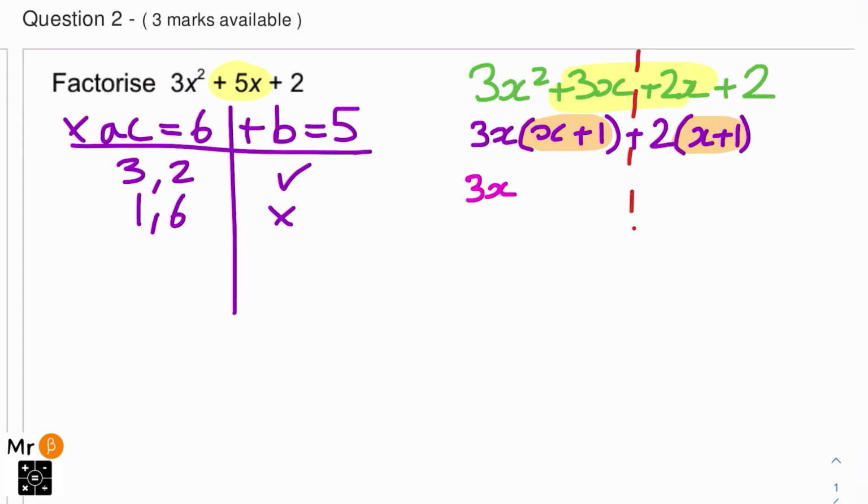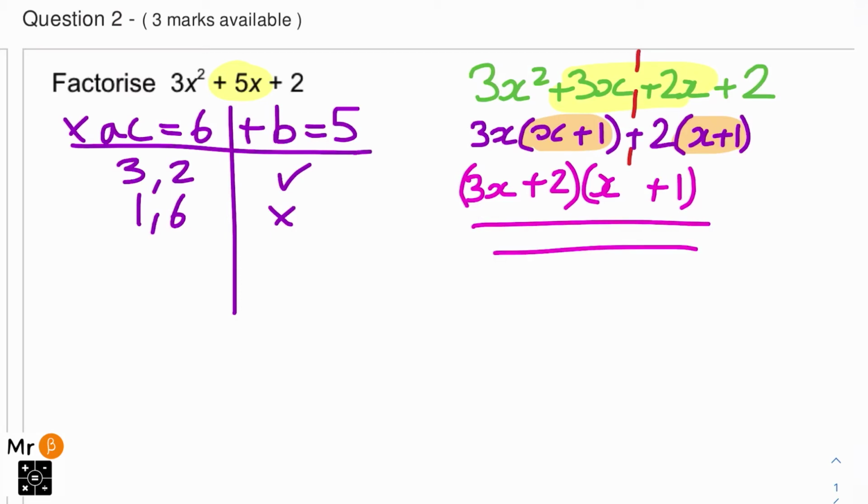We've got 3x lots of x plus 1 plus another 2 lots of this x plus 1. So in total we have 3x plus 2 lots of this x plus 1. As it's only asked us to factorise, we have completed the question.